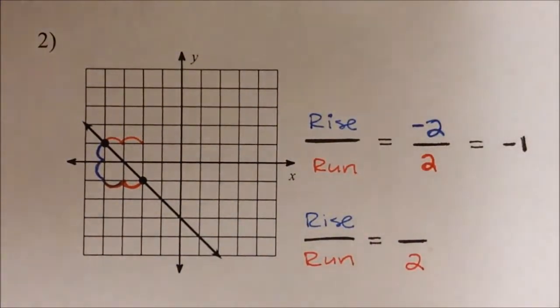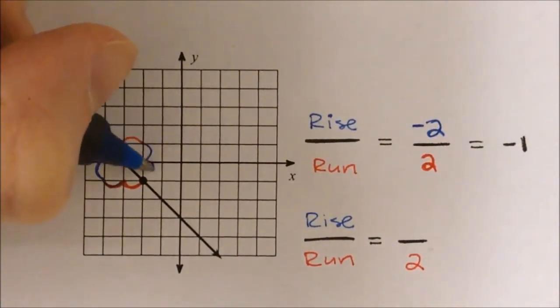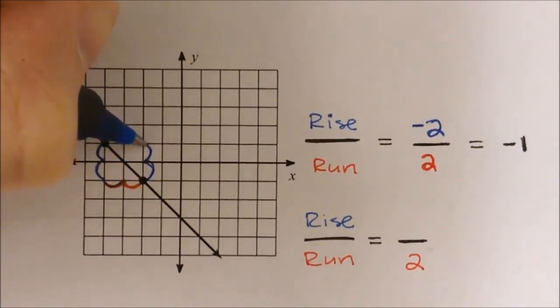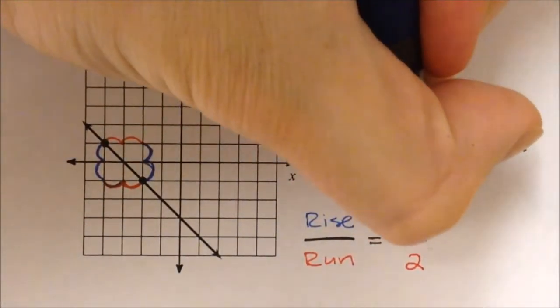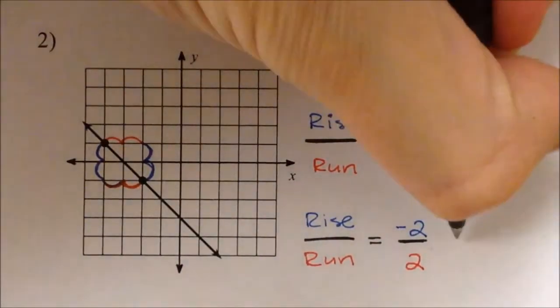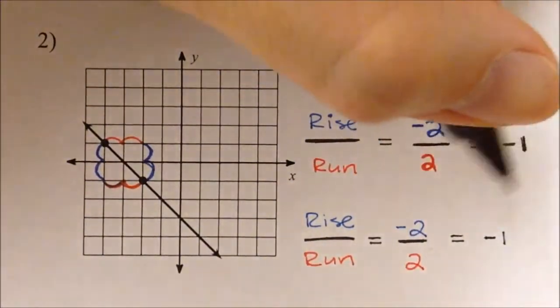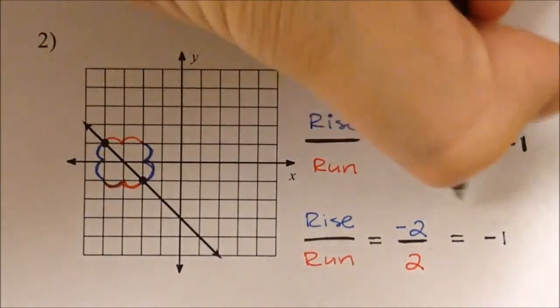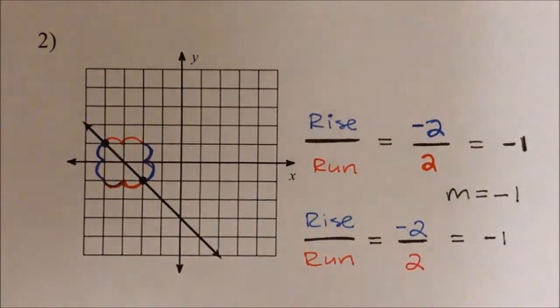And then, starting from where I stop, I'm going to go down 2 times, as you can see. Since I went down 2 times, I'll put -2 up here. And then we can simplify that. -2 divided by 2 will be -1. So m, I'm going to write right here, m equals -1. So that's our slope.